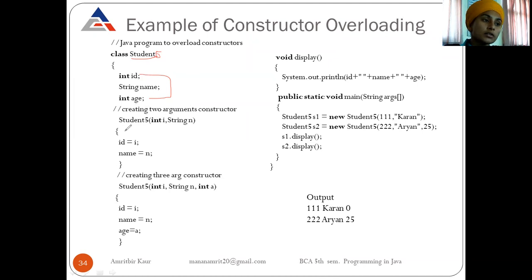Firstly, we create a constructor having the name Student5, same as our class name, but here we are passing only two parameters, and these values are assigned to our fields. I is assigned to ID and N is assigned to name. Then we create another constructor, but it has 3 parameters. So I is assigned to ID, N is assigned to name, and A is assigned to age. Then a method to display these values: ID, name, and age.